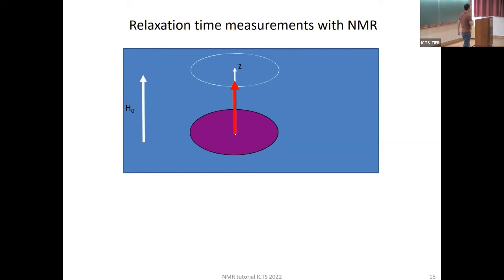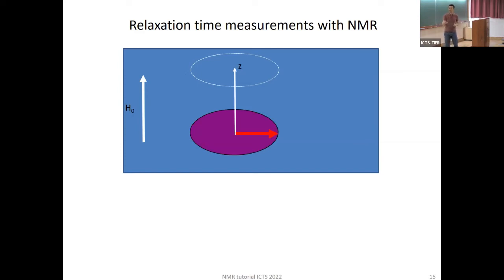If you put your sample in an external magnetic field, you polarize the nuclear magnetization. So the red arrow here is the total nuclear magnetization in your system, the sum of all the nuclear spins. That's your initial state. Now imagine I have a trick to prepare my system so that the magnetization is not along Z, but in the perpendicular plane. In quantum wording, it means that if I have a spin 1/2, the two populations plus 1/2 and minus 1/2 are equal. I managed to do that.